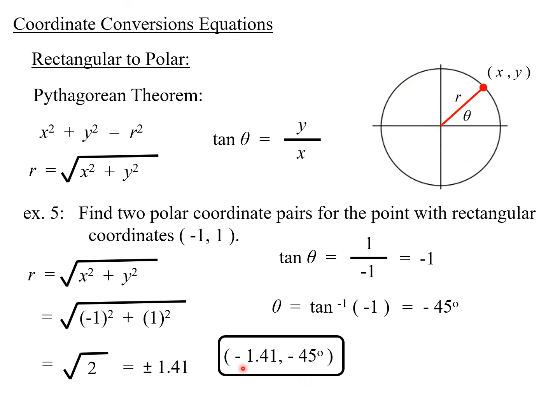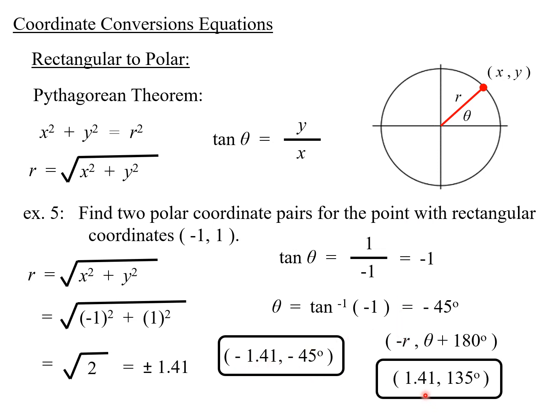So a name for this point is negative 1.41, negative 45 degrees. That'll get us up here. Remember, we want two coordinate pairs. So for that reason, I'm going to use negative r and then theta plus 180. Because if I add 180 to negative pi over 4, that's going to get us up here. Taking the negative of the radius, so that negative 1.41 is going to become positive 1.41, and then have a direction of 135 degrees. And so these are two possible names for this point that has rectangular coordinates negative 1, 1.